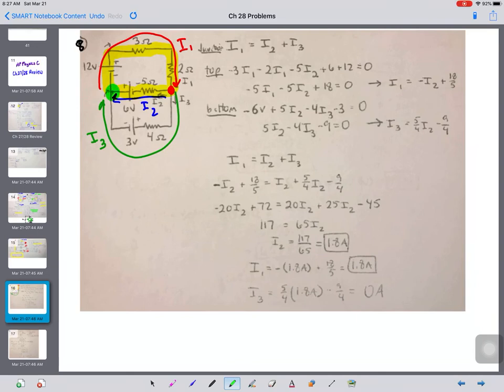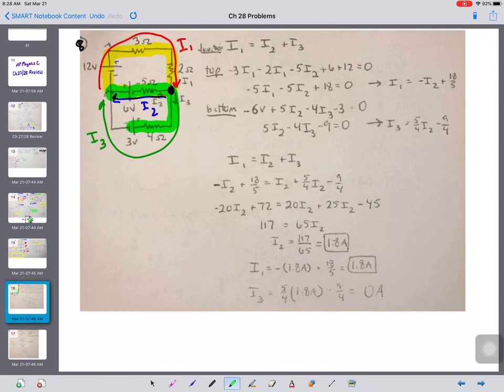On the bottom loop, starting at the point right there and going clockwise, I hit the 6-volt battery, positive terminal to negative terminal, so that's going to be a decrease. We hit the 5 ohm resistor. We're moving clockwise, and the current is going opposite to that, so we get an increase, positive 5I2. We round, go down, and go across to the 4. We're moving in the direction of I3, so that's a decrease, negative 4I3.